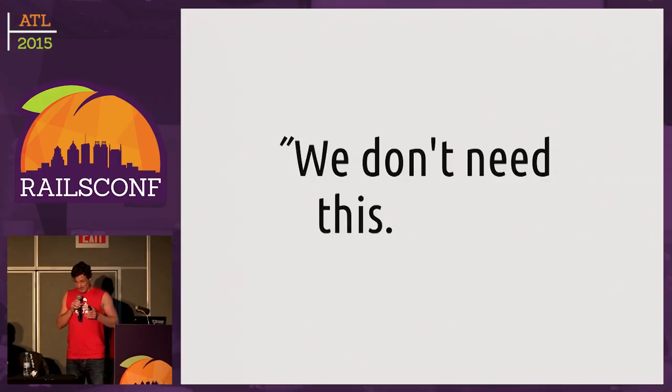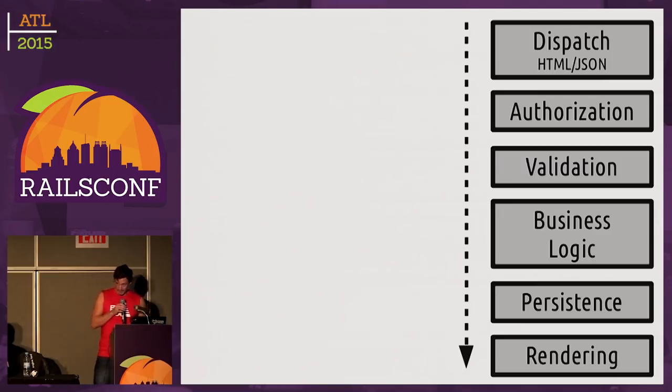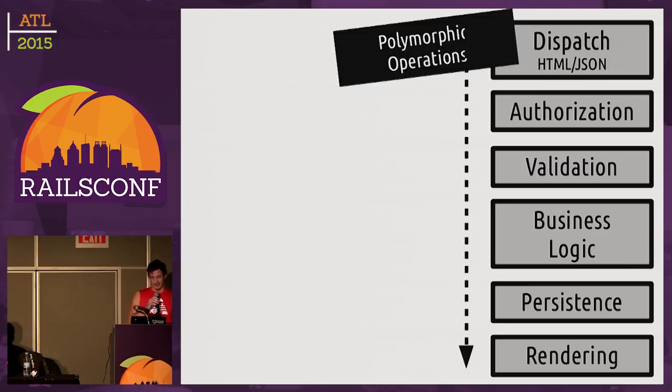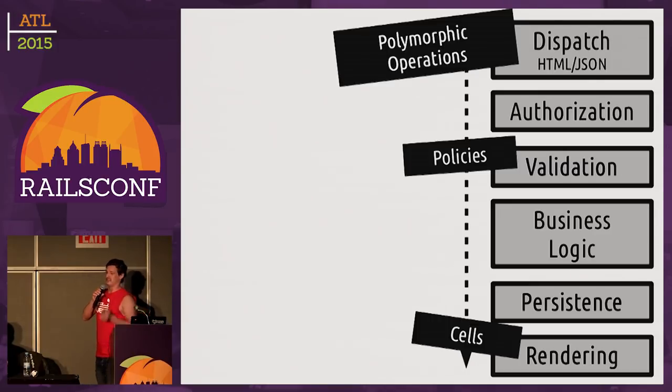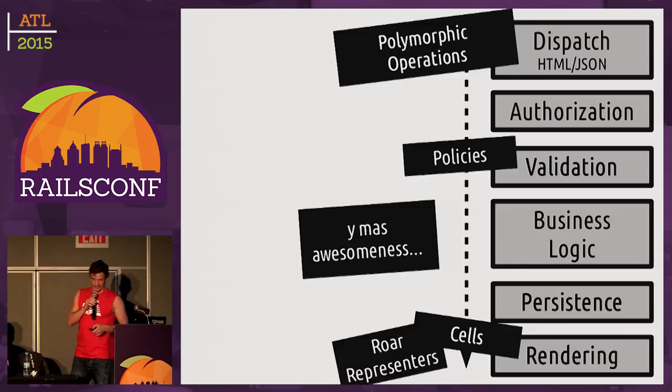And people say, we don't need this. We do this on our own. I agree, but Trailblazer is an attempt to establish a standard, OK? So we got awesome stuff in Trailblazer, like polymorphic operations and policies and so on. It's great. Check it out.